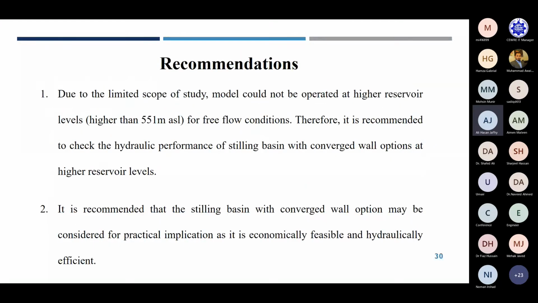I have explained recommendations. Due to the limited scope of the study, the model study could not operate at high reservoir level. However, it is recommended to check the hydraulic performance of the stilling basin with converged walls. So these are some of my recommendations. So this is my presentation from my side.